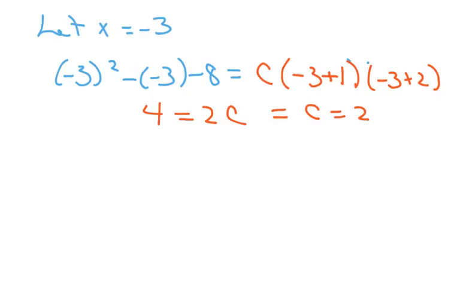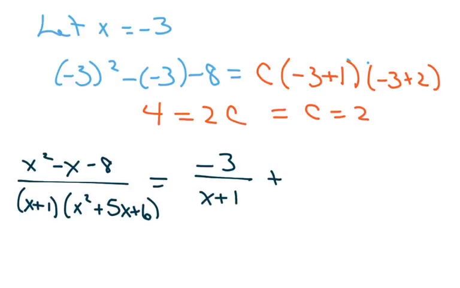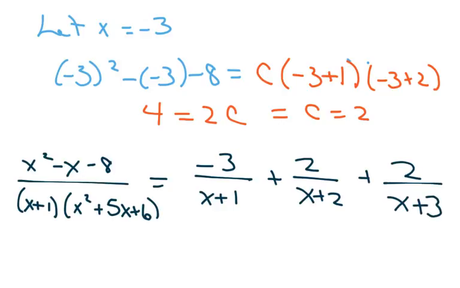And then you write it out, you get x squared minus x minus 8, for some reason I think the 8 is x, over x plus 1 times x squared plus 5x plus 6, and we get a is negative 3 over x plus 1, plus b over x plus 2, and our b was 2, plus another 2 for c over x plus 3. And I think that's enough for this.